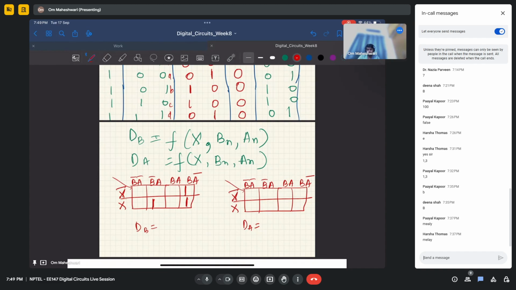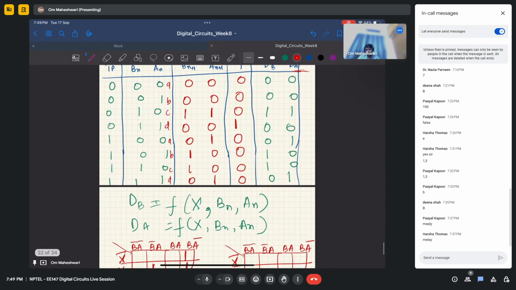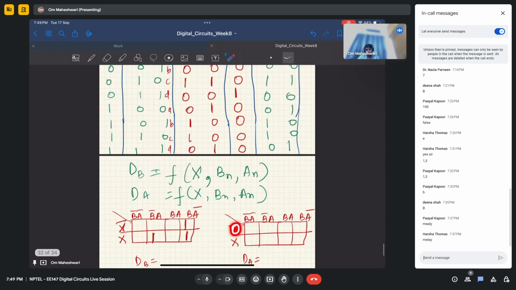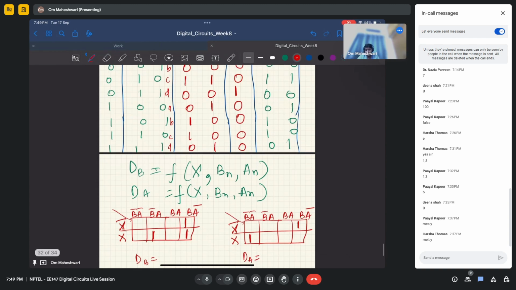And for DA, DA is 1 at here. 0, 1, 0. This is 0. This is 1, 0. So here it is 1. Then at 1 0 0, this is 1 0 0, and this one is at 1 1 1 here. Okay.